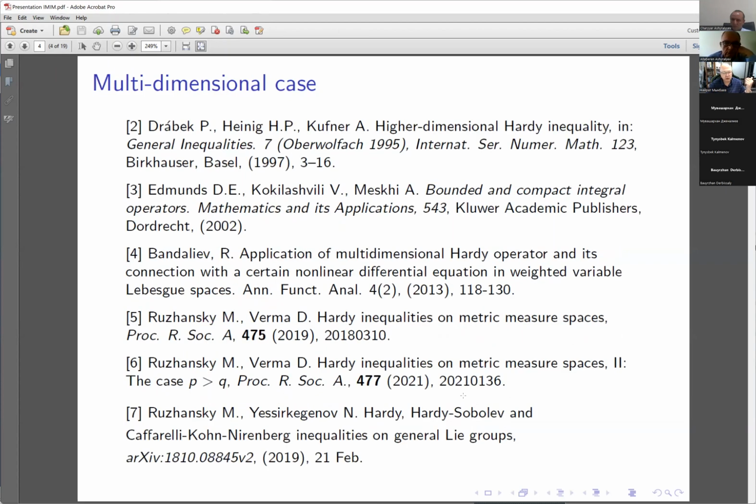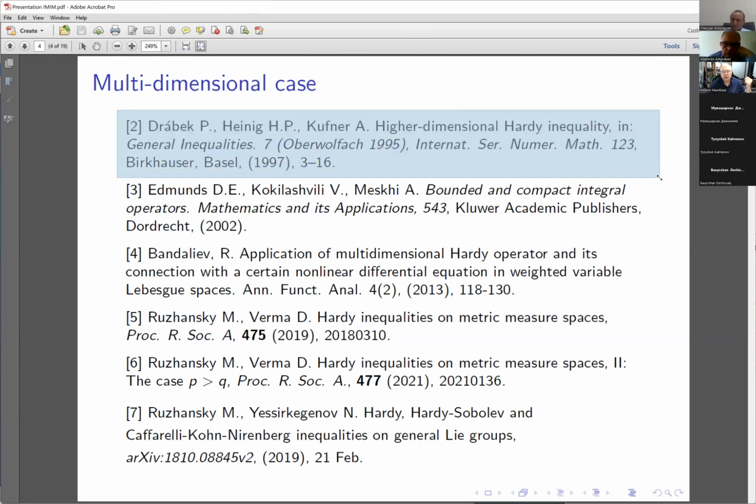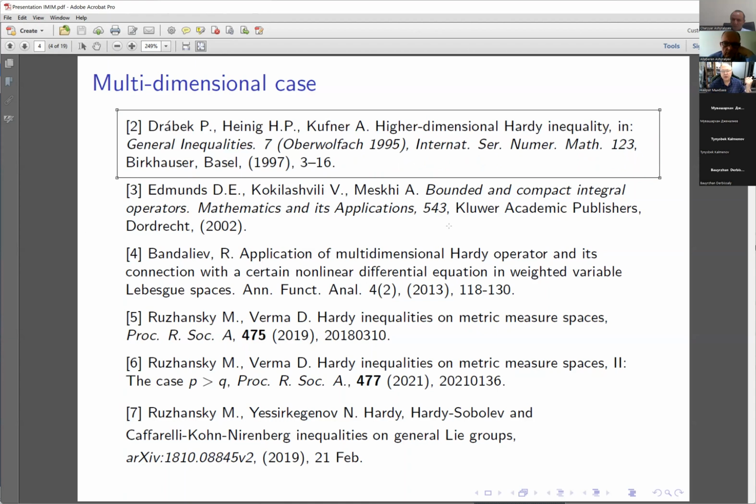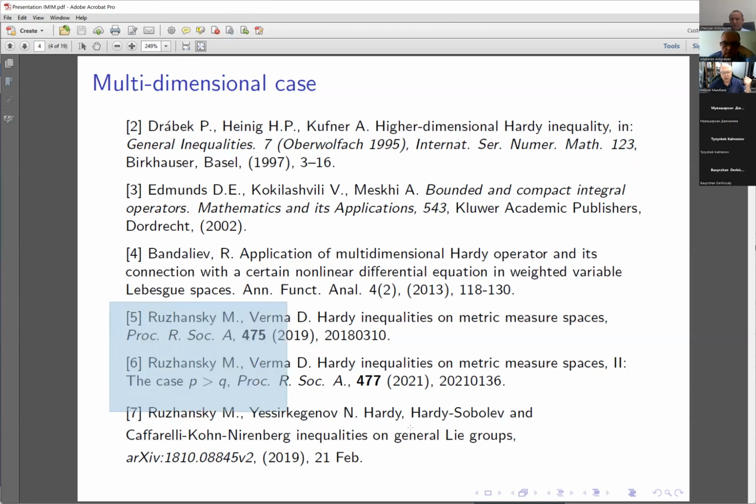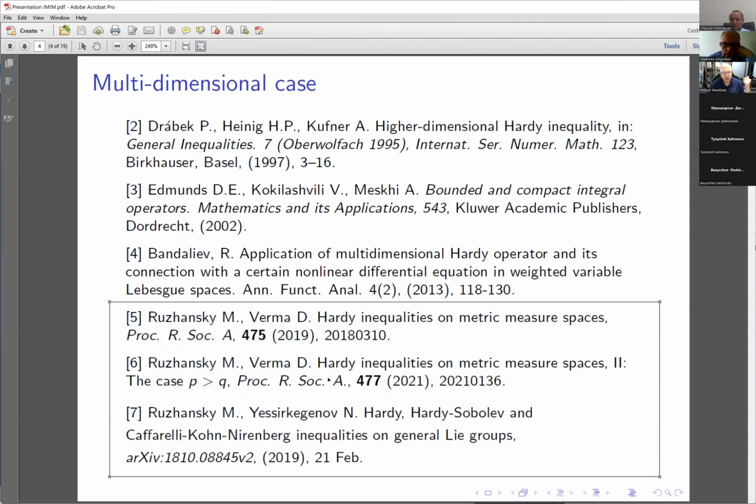Then in the multidimensional case, we have a series of papers. The first result was obtained in 1997 in this paper by Drábek, Heinig, and Kufner. What they did is that the result was true for an integral operator on Euclidean space, and in Euclidean space they used spherical coordinates in order to reduce the multidimensional case to the one-dimensional case. And this was important because in the last three papers that I have here, by Ruzhansky-Verma, there was the second paper, and then Ruzhansky-Yessirkegenov, the setup was very abstract.